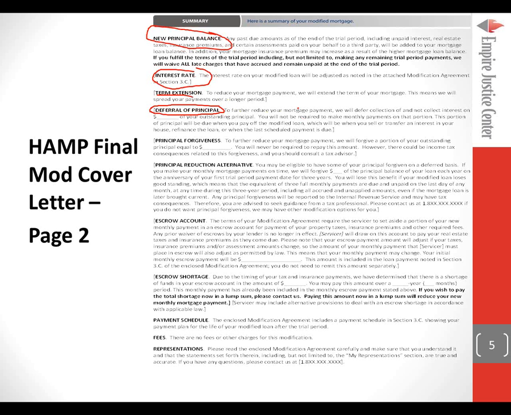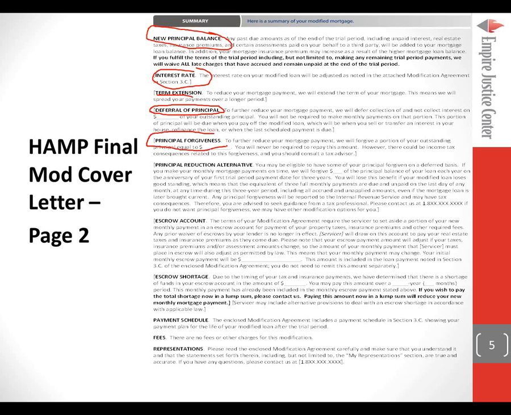So essentially what happens is a portion of the unpaid principal balance is carved out. It is set aside. It is due and payable at the end of the loan, whether that's the end of the term, the house gets refinanced, or the house gets sold. At that time, that interest-free balloon payment will be due and payable. And that's what this deferral of principal refers to.